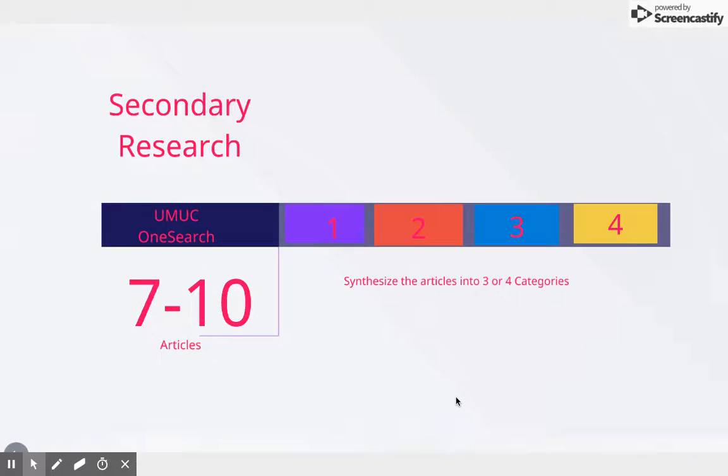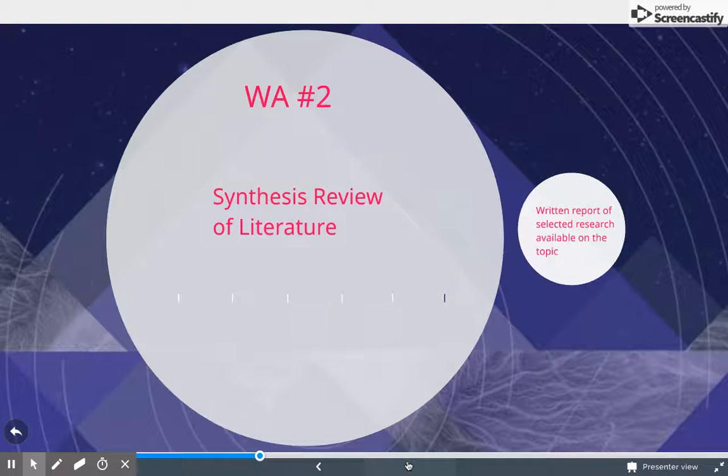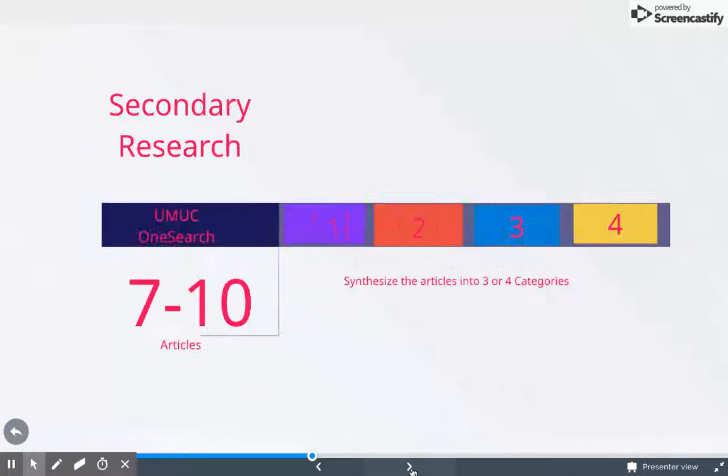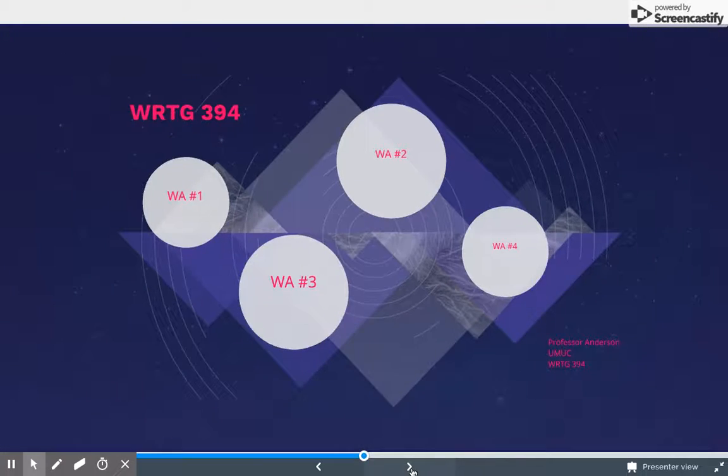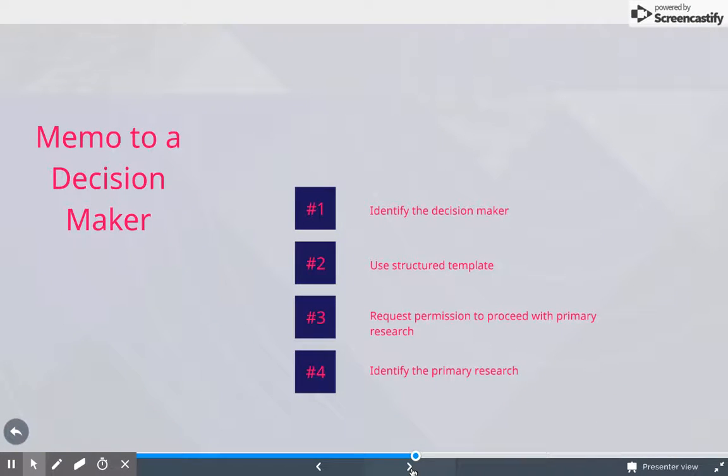It is not a requirement to have articles that oppose your position, but if you do find some, you want to make certain that you include that. So that's writing assignment number 2, and then we'll be moving into writing assignment number 3. Let me move forward. It's not progressing. And writing assignment number 3 is a memorandum to a decision maker.